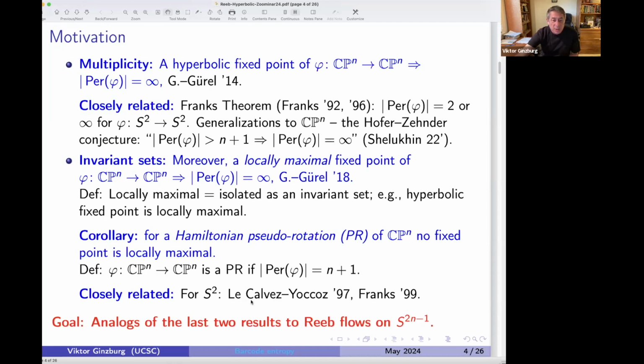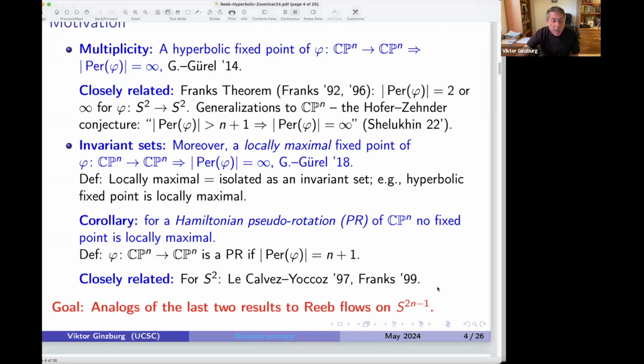For S2, this is a theorem of Calvez-Yoccoz and Franks. And so the main theme of this talk, of this project, is to look at the analogues of these two closely related results for Reeb flows on the sphere. Are there any questions about what we are trying to do here and what the theme of the talk and the project is?